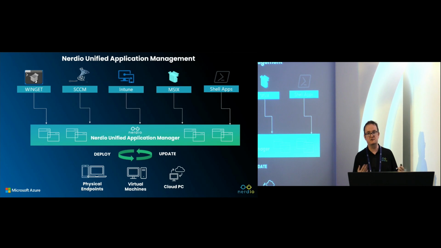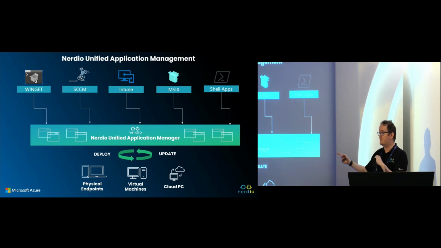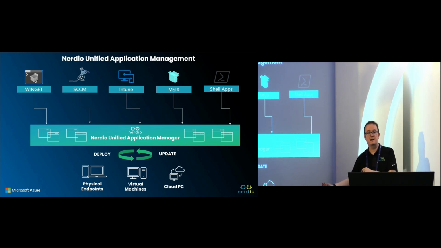So for those of you who use Chocolatey and Winget, they're amazing. If you're not using them, check out Chocolatey and Winget because they're a really good way of deploying applications. We can use a private Winget repo. We control that via Nerdio. We can create that via Nerdio, and we update it via Nerdio as well.